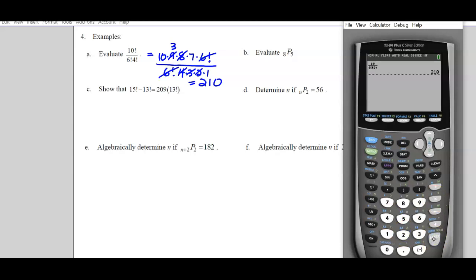Now, if you have an older version that doesn't have the fraction capability, then you have to go 10 and factorial and then use brackets. Right, so then you go divide bracket 6 factorial. And then again, I know that 4 factorial is 24, I should probably know 6 factorial. Okay, make sure you enter it correctly in your calculator.